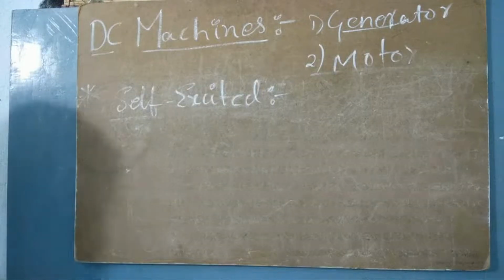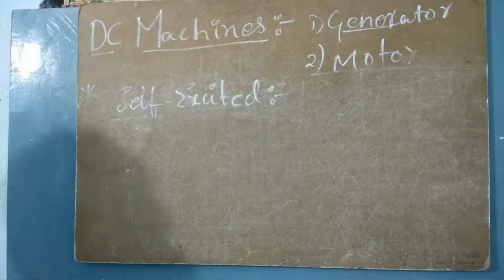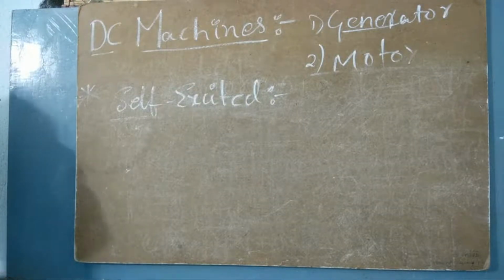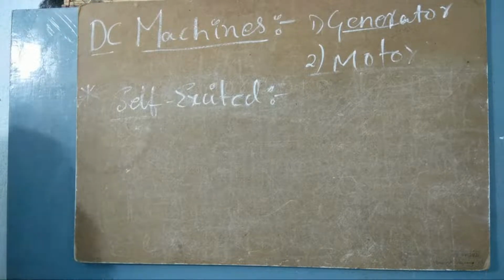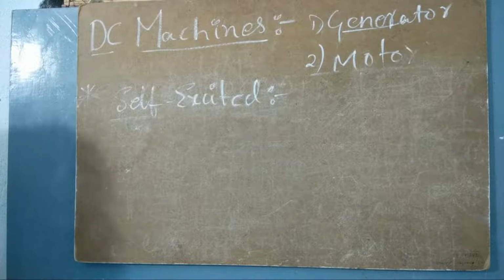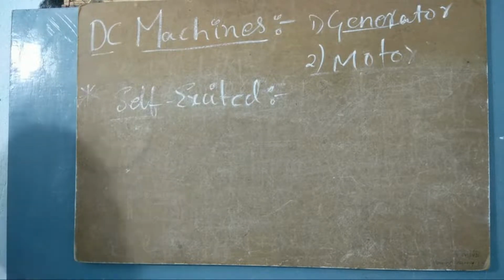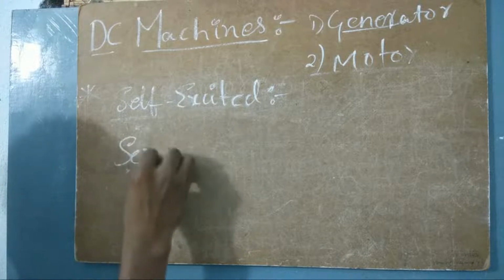That means there is no need of putting any extra batteries, or any extra agents for excitation. So the battery within the generator is helping for excitation. Okay, understanding. And then what is separately excited?